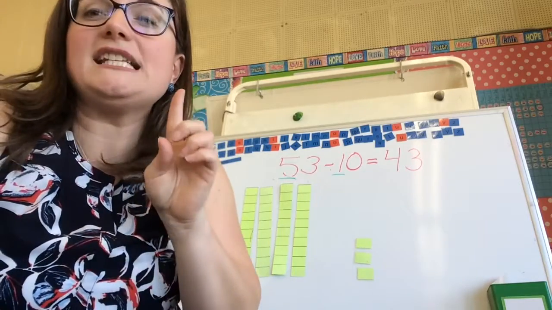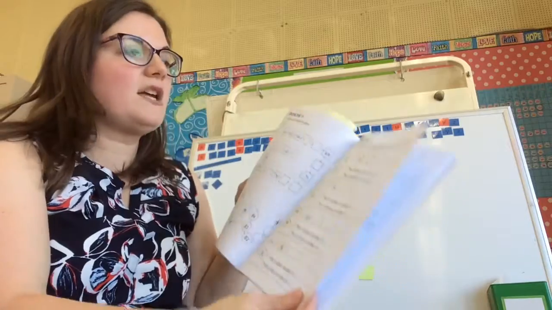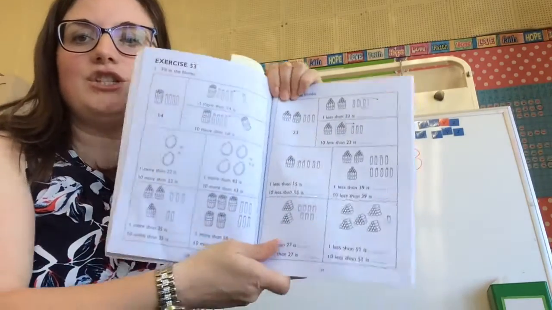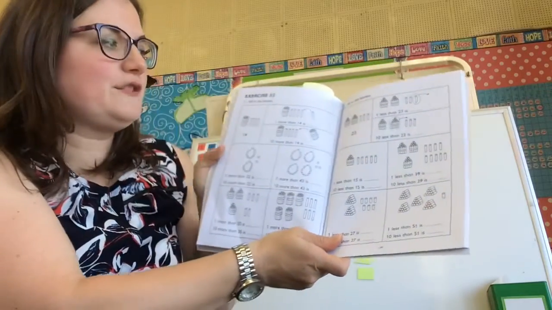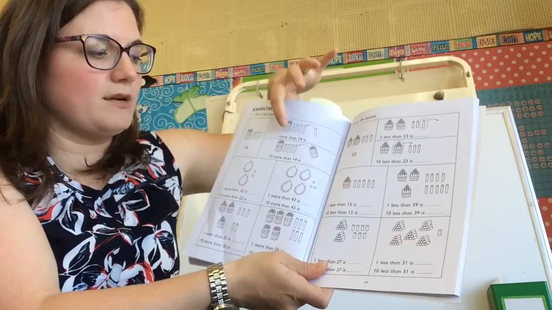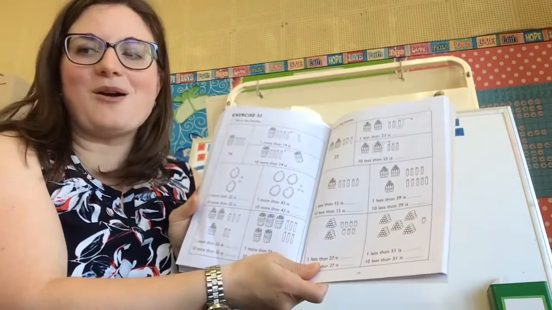Now, keep in mind, you're going to skip a couple exercises that we'll come back to next week. So you're going to skip 51, you're going to skip 52. We'll come back to those. Today, you're going to do exercise 53, okay? Where I have the number, and you're going to tell me what's 1 more, or what's 10 more, or maybe 1 less, or 10 less, okay?